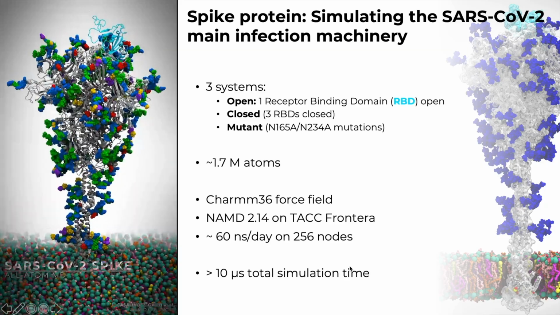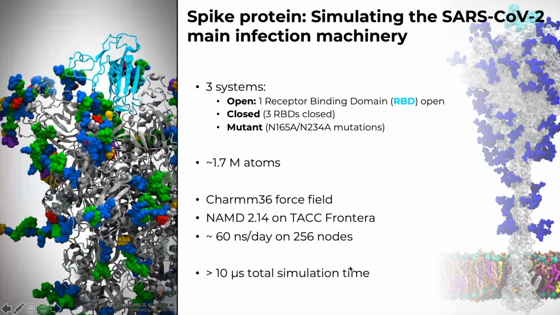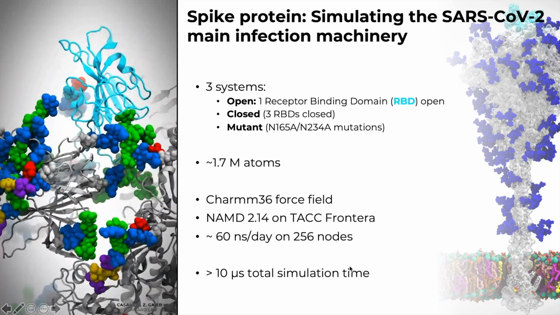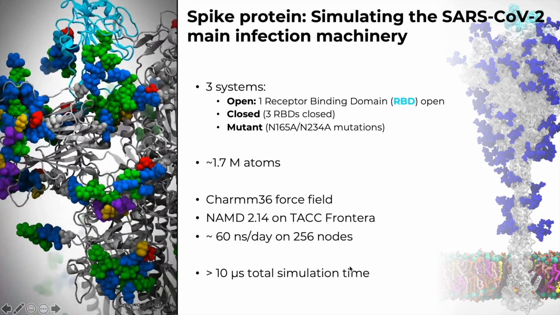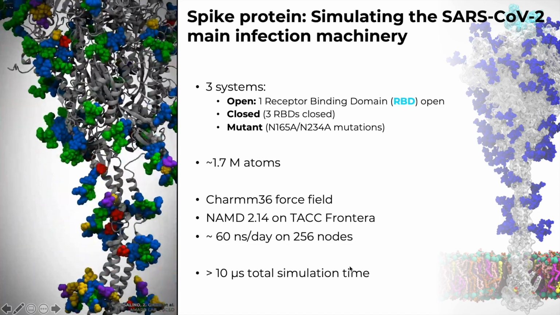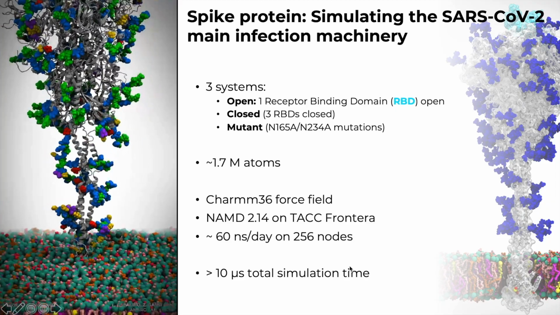What you're going to be hearing about predominantly is the so-called spike protein. Why we care about this protein is because it sits on the outside of the virus and is the first point of contact that the virus has with the human cell. So it's really its main infection machinery. What I'm showing on the left is a movie, a trajectory actually, of those atomic level dynamics of all the atoms in the system.